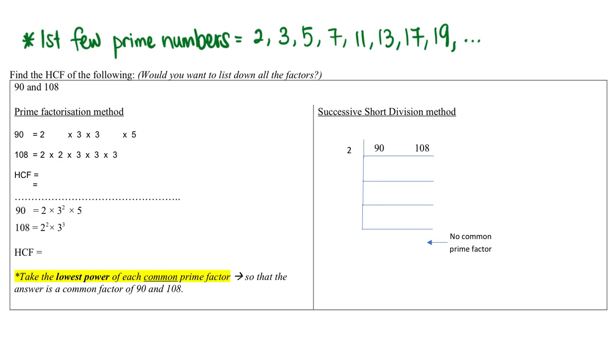This video will explore a method to find the highest common factor of 90 and 108. There are two methods. One is the prime factorization method. You can see that I have actually listed out the prime factorization. So this part here, prime factorization, is done.